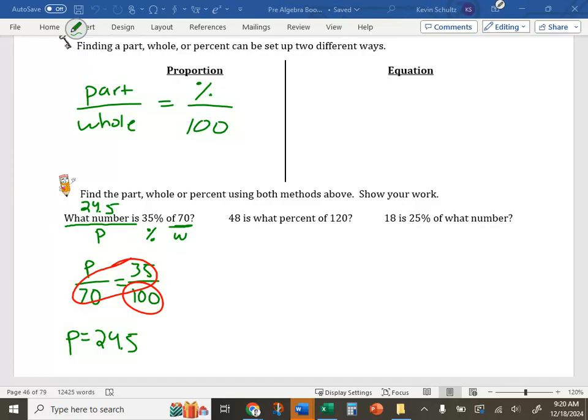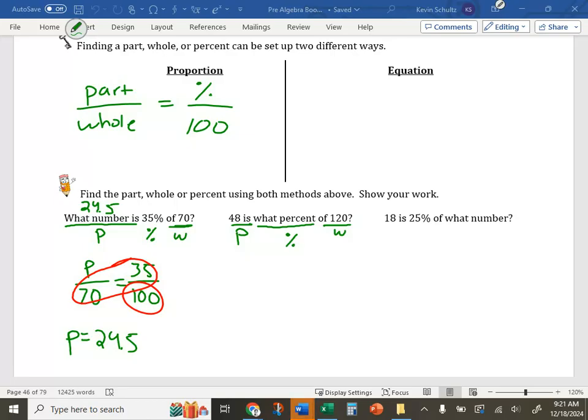Okay? So our second one here, 48 is what percent of 120? What's the 48? The part, the whole, the percent? Part. How do you know that? The word is. Okay? 48 is. Plus, it's smaller than the 120. Right? That was another hint that we talked about. So 48 is, there's our part. What's the 120? The whole. There's that word of. Also, it doesn't have a percentage sign, so it can't be our percentage. Okay? In this case, what we're solving for is the percent.